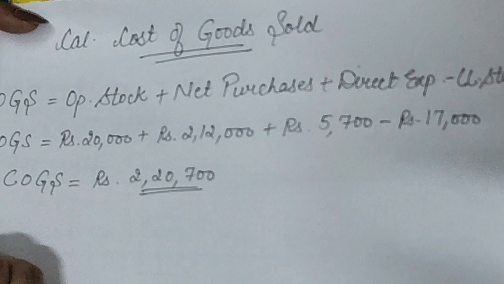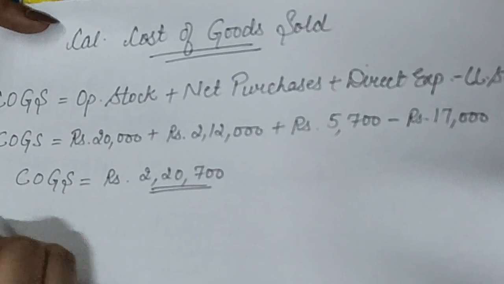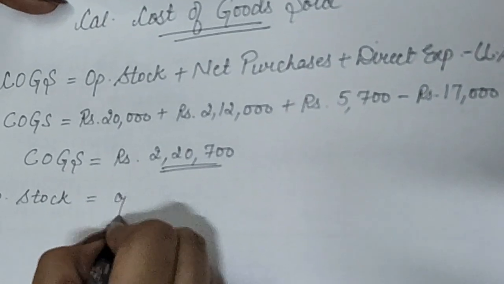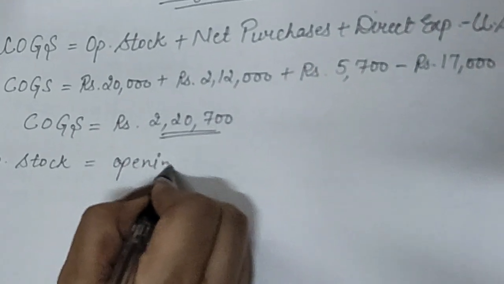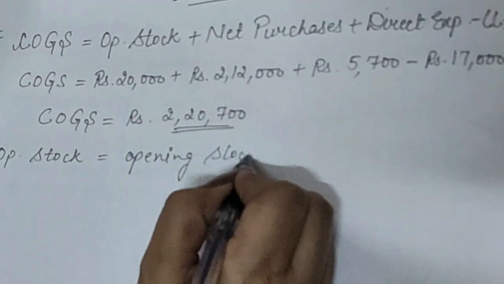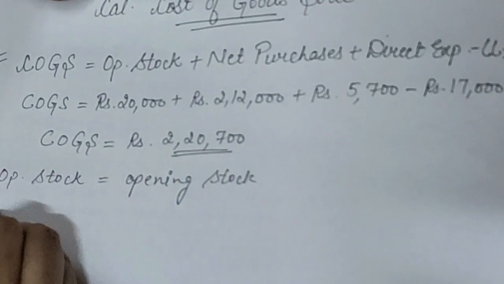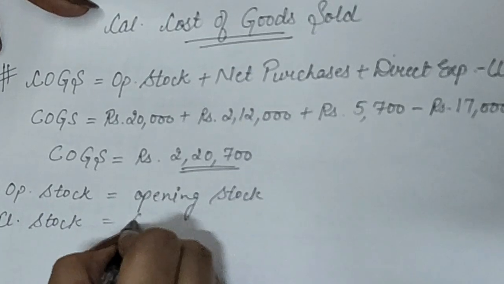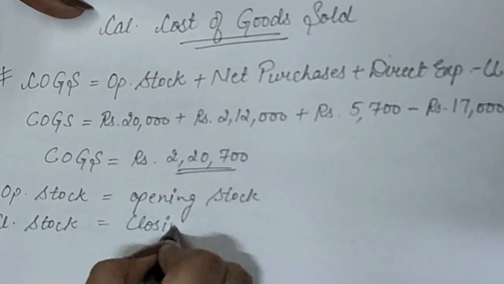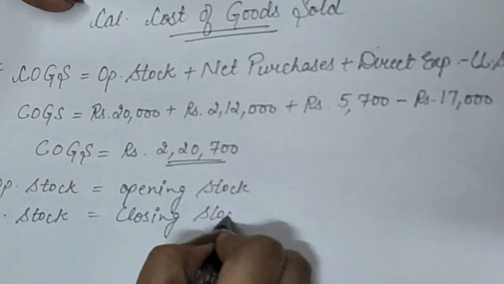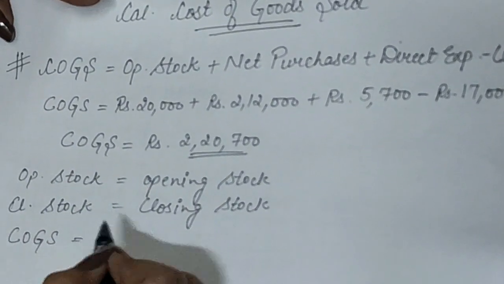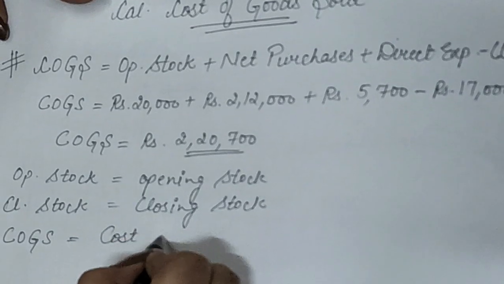Students, you can see that in this formula I used some short forms like OP stock is opening stock, CL stock means closing stock, and COGS is the short form of cost of goods sold.